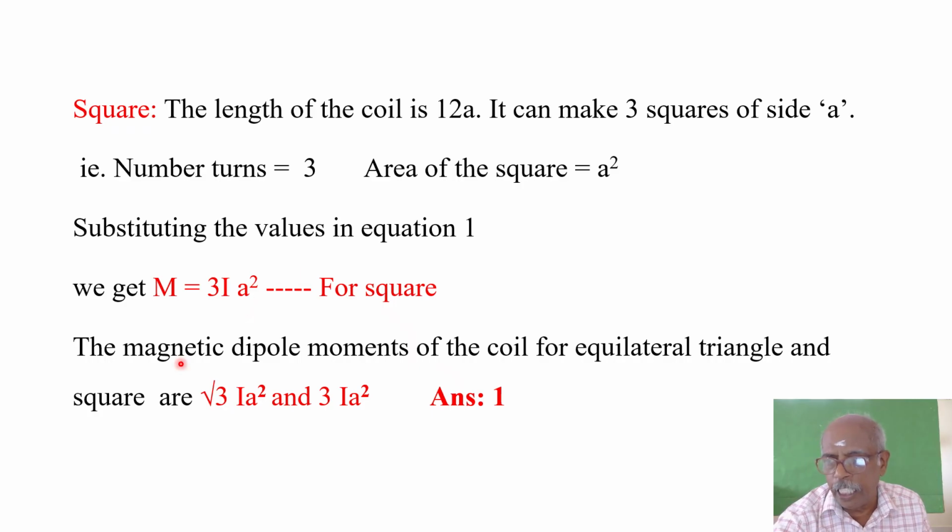So the magnetic dipole moment of the coil for the equilateral triangle is root 3 Ia square, which you have seen in the previous slide, and for the case of the square, it is 3 Ia square, as you have seen here. So the magnetic dipole moments of the coil for the equilateral triangle and the square are root 3 Ia square and 3 Ia square respectively. Out of the 4 options, option 1 is the right answer.